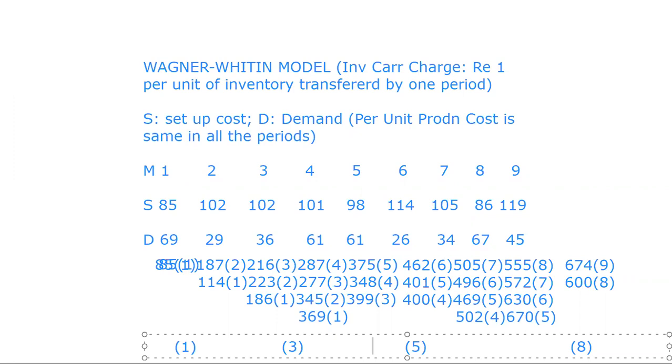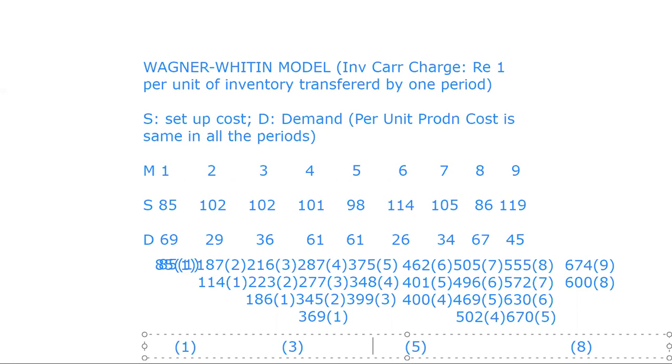Sir, why don't we have any production schedule for the 4th period? See, I will go back from the 9th one. The 9th one optimal is 600, and 600 says that produce in 8th period. So I'm producing in 8th period for 8th period as well as 9th period. Now I will take up 1 to 7 separately.